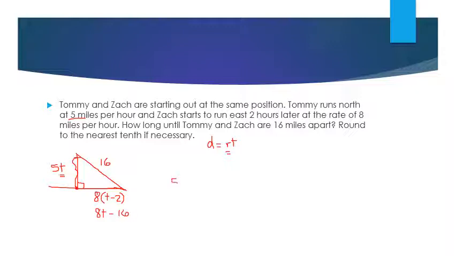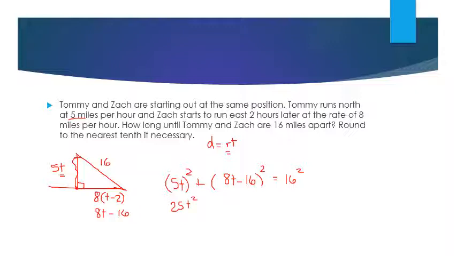We know that 5t squared plus 8t minus 16 squared is going to equal 16 squared. Okay, so there's a little bit of math here to do, but you're going to simplify this out by doing the squaring, 25t squared, and that's where you're going to get your quadratic.